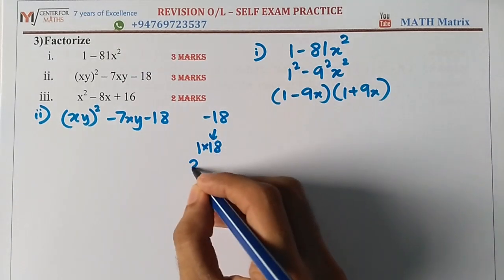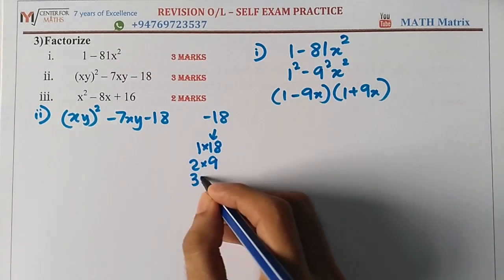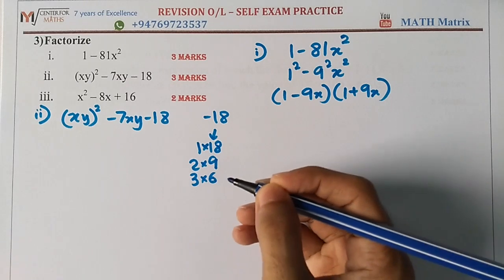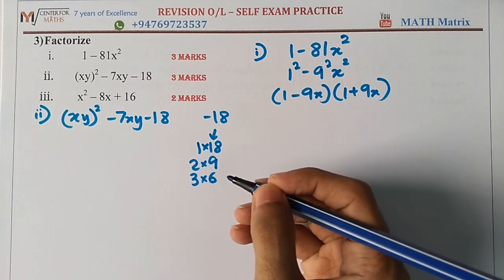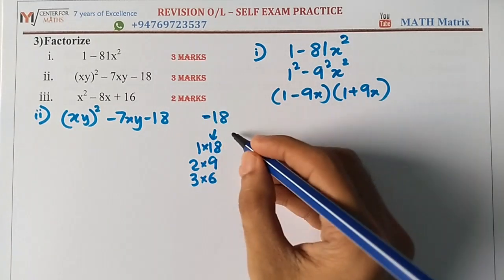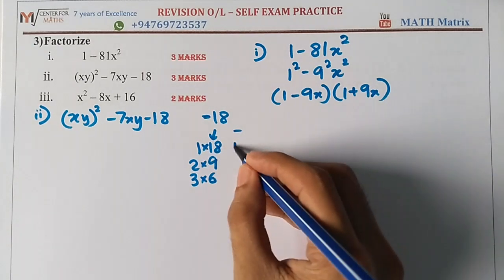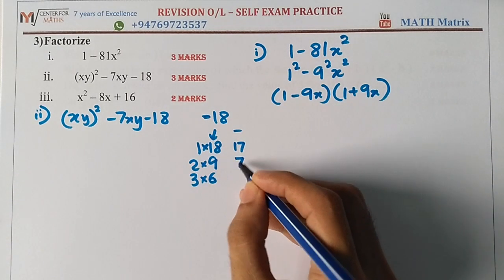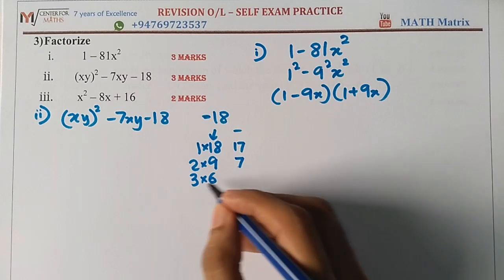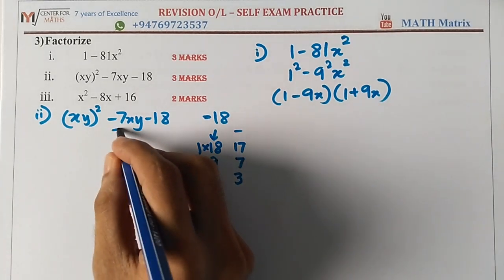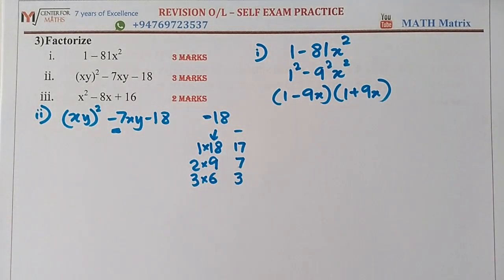The factors of 18 are 1 and 18, and what else? 2 times 9 and 3 times 6, and that's it. We can't mark 4 times, right? So now here we got a minus sign, which means we have to go with the differences of these. Here the difference is 17, here the difference is 7, and here the difference is 3. Okay, we got the middle value by 2 and 9.